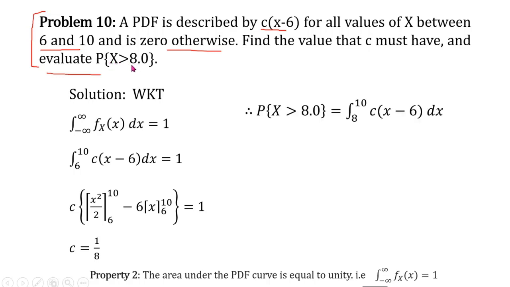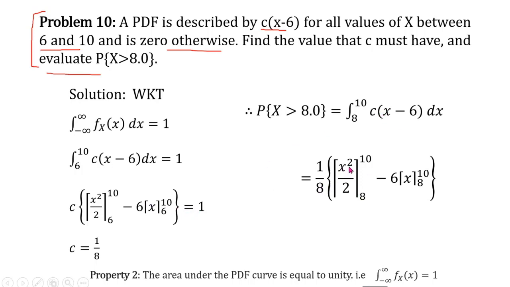Alright, how to calculate this one? A probability that x is greater than 8 means limits are varying from 8 to 10. Instead of 6, the lower limit should be 8 and the upper limit should be 10, because if it crosses 10, then it is 0. This is the key point here. If this is the probability to be calculated, the lower limit is varying from 8 to 10. And we know the value of C here. Already C is calculated as 1 by 8.